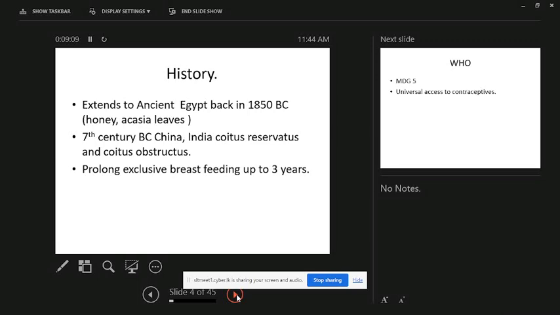Apart from that, during those periods, people knew that prolonged breastfeeding creates amenorrhea and anovulation. Therefore, some communities practiced exclusive breastfeeding for up to 3 years to stop conception, and it was used as one of the methods of contraception.